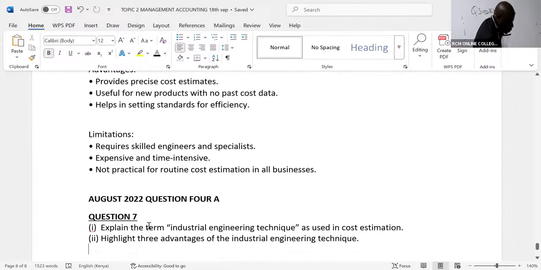In August 2022, question number 4A, they brought that. They asked us to explain the term industrial engineering technique as used in cost estimations, and then highlight 3 advantages of the industrial engineering technique. The concept of accuracy in terms of cost estimates. We will have this perhaps as the only possible method of estimating costs for very new products. And then we have the concept of standard setting. The first product that you produce will be the standard for estimating the future costs of other products like that.